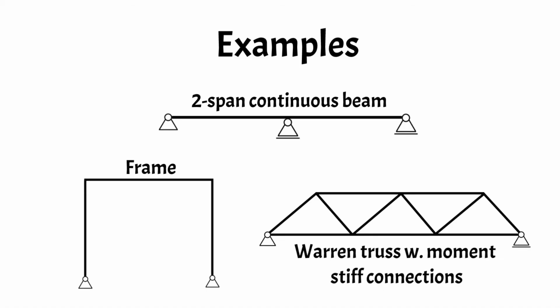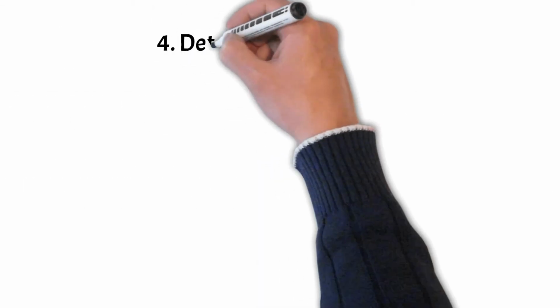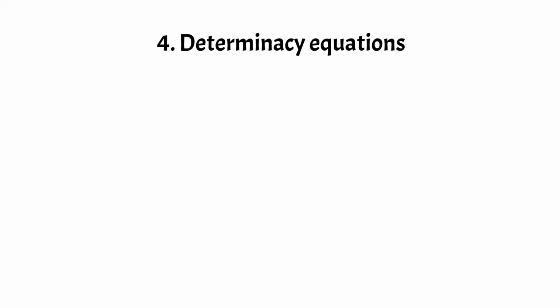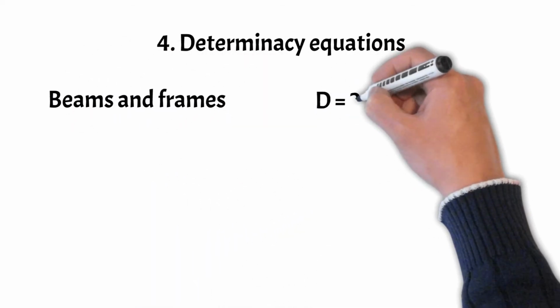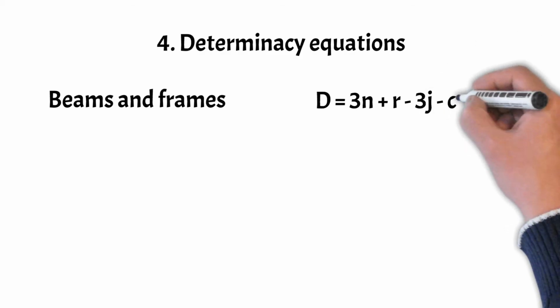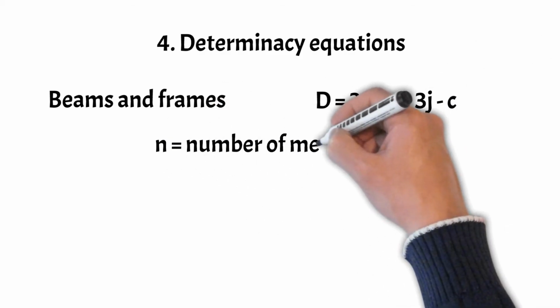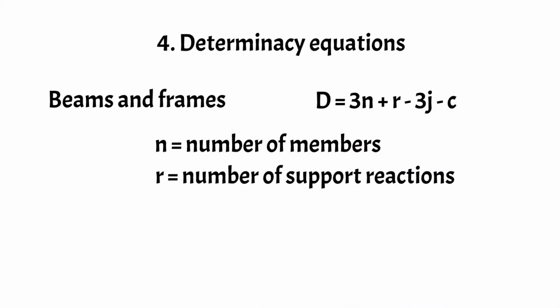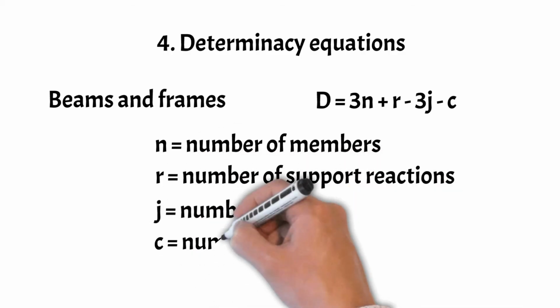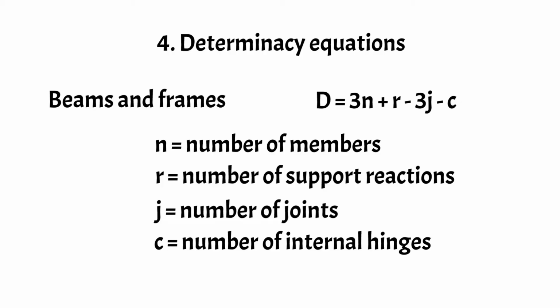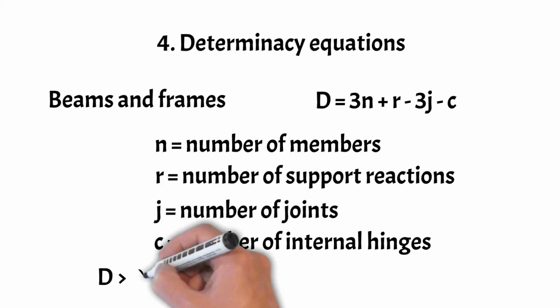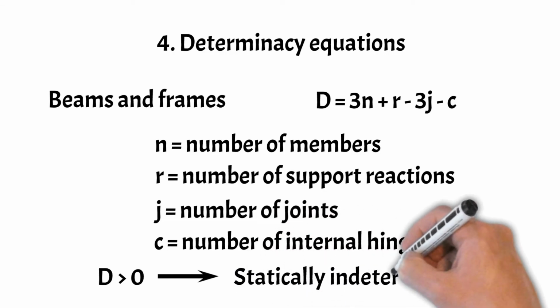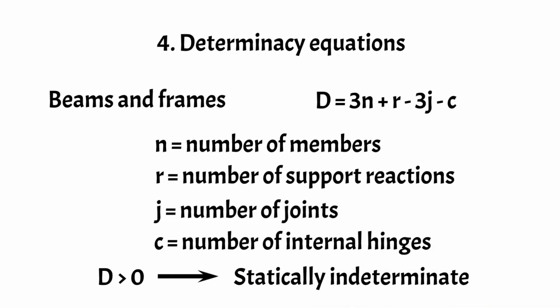Next, we will look at how we can calculate whether or not the structure is statically determinate or indeterminate. Okay, so the degree of indeterminacy D for beams and frames is calculated as D equals 3n plus r minus 3j minus c, where n is the amount of members, r the amount of external restraints, or also the number of support reactions, j is the number of joints, and c is the number of releases introduced, or also internal hinges. And if D is greater than 0, then a structure is statically indeterminate. Okay, a lot of theory, let's apply this to some examples.